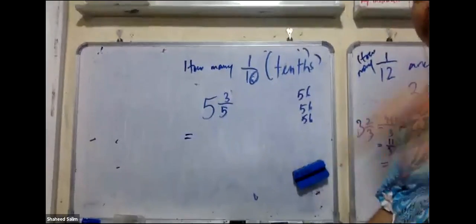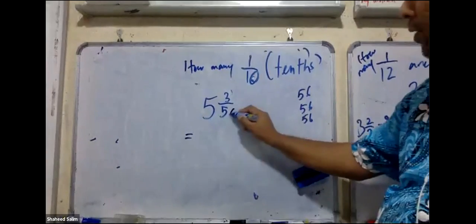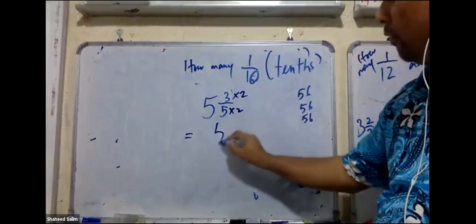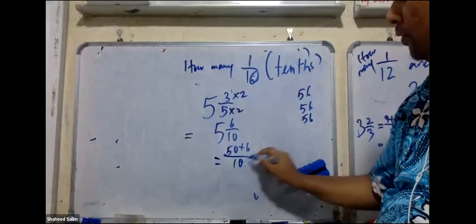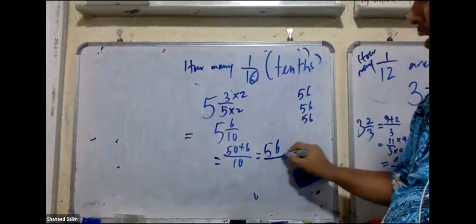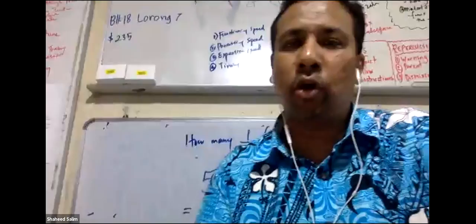Okay, we can try both ways. I will just explain, I do not know whether Sophia is there. So you need to change it to 10 times 2 times 2. You get 5, 6 over 10. Then 5 times 10, 50 plus 6. No problem. You get 56, correct. Well done, 56 tenths. All right, so I think more or less you have gotten it.